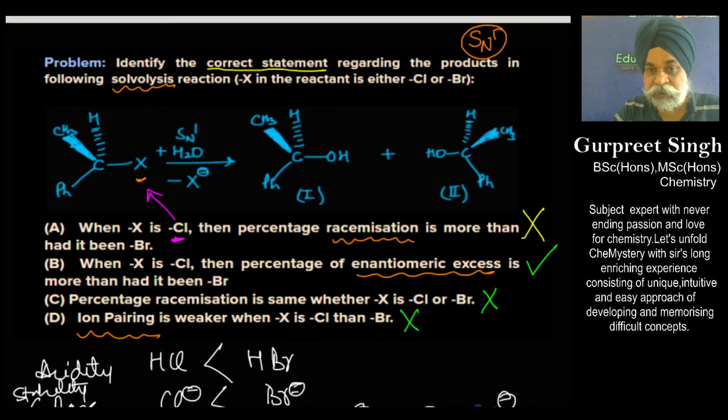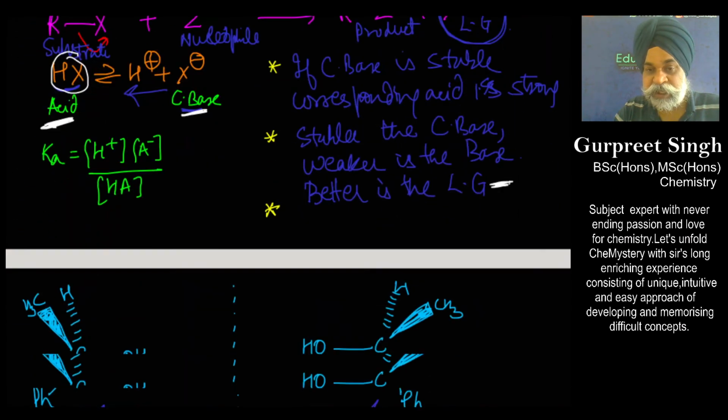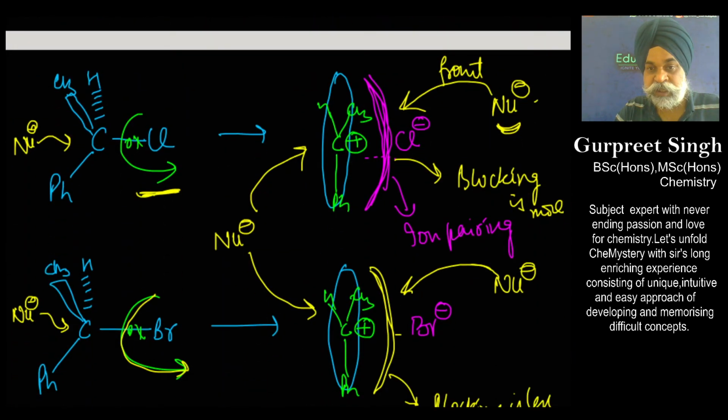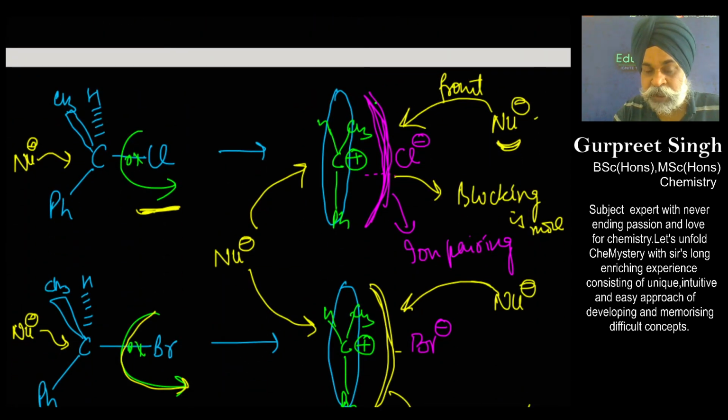So now let me conclude what we have done. In case you have Cl, the ion pairing is going to be stronger. The side from which the Cl negative has departed got blocked, because Cl would try to remain on the side from where it came out as Cl negative, thereby hindering the path of the nucleophile. As a consequence, the nucleophile is going to attack from the backside more compared to the case of Br negative. So in the case of Cl, the racemization would definitely be lesser, and the percentage enantiomeric excess would be more.